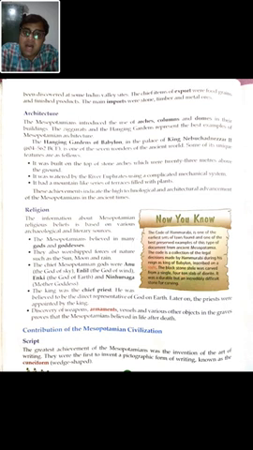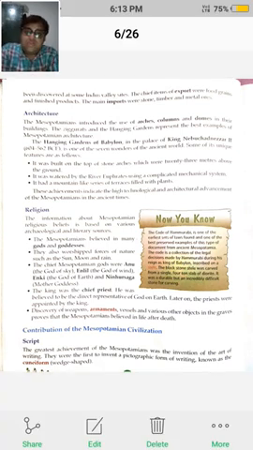The chief items of export were food grains and finished products. Among the food grains were rice, pulses, and wheat. The main imports were stone, timber, and metal ore.